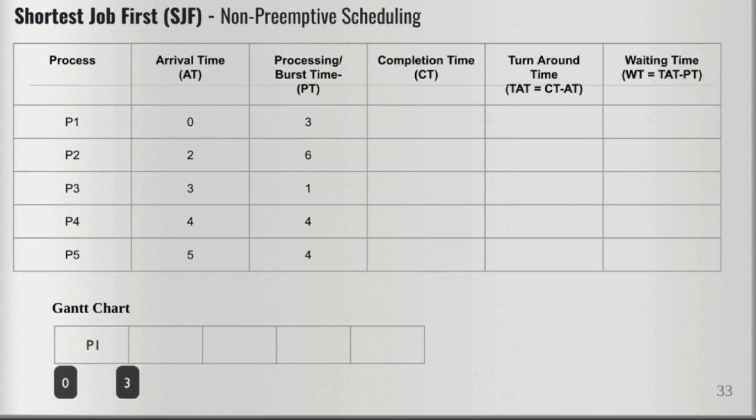Okay. Now, next, we'll check at time interval 3. Are there any other processes that have arrived? Yes. P2 has arrived and P3 has arrived.